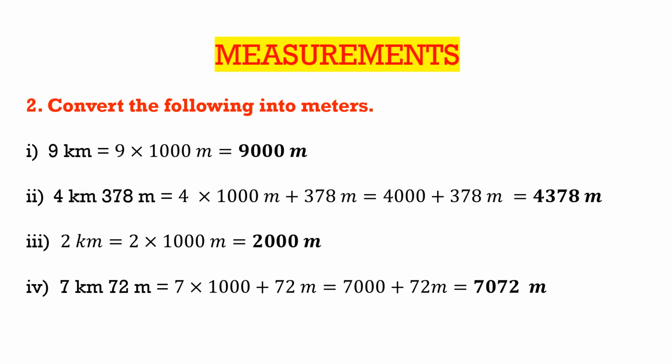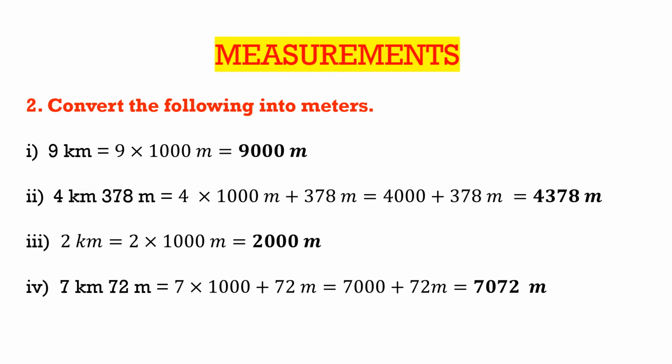The second bit is 4 kilometer 378 meter. We have to convert 4 kilometers into meters. 4 multiplied by 1000 meters plus 378 meters equals 4000 meters plus 378 meters, equal to 4378 meters. So we get 4 kilometer 378 meter equal to 4378 meters.